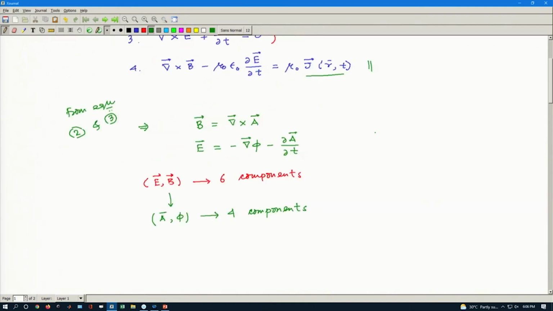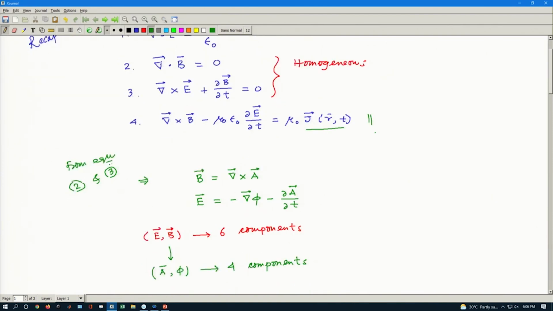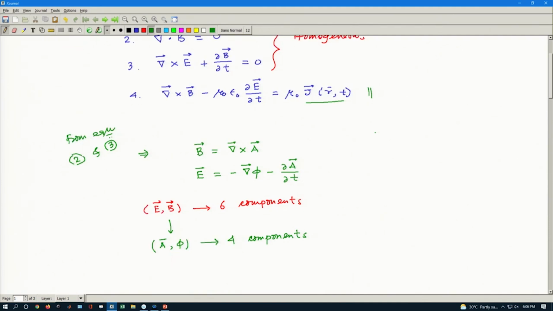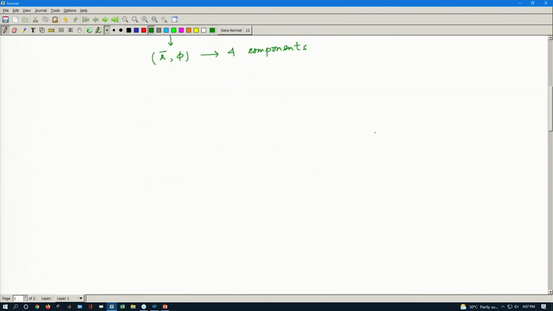Now, the next thing is how to solve for A and phi. Should we have equations for A and phi? In order to do that, last day we mentioned that we will put B is equal to curl of A and E equal to minus gradient of phi minus del A del t into the non-homogeneous equations, that is equations 1 and 4. So, the next step is this.